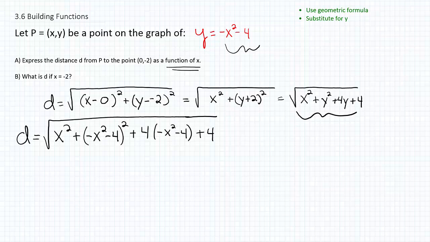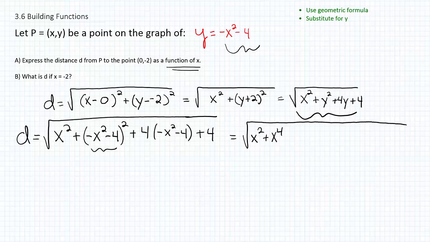Okay, from here, it's just a matter of cleaning that up. That's not so simple. We have to actually expand. So we're going to go ahead and say that we'll have the square root of x squared. And then if we want to expand this binomial, remember you square the first term. That'll get rid of the negative and make it x to the fourth.